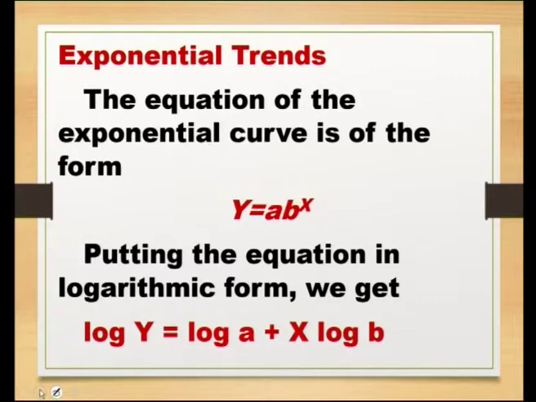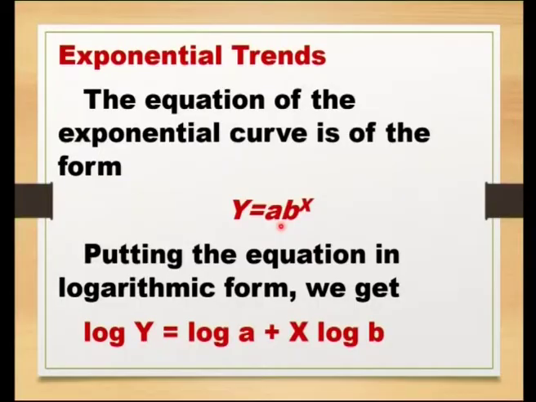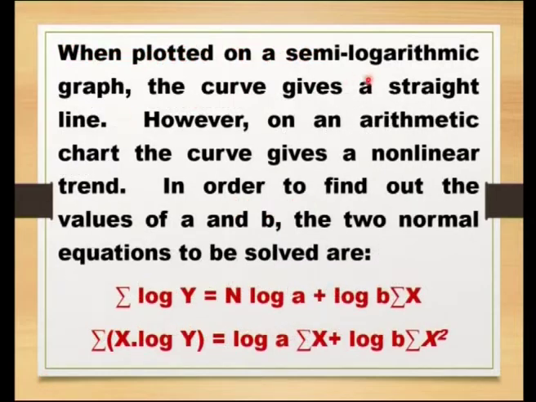Next, exponential trend. The equation of the exponential curve is of the form y is equal to a into b power x. Putting the equation in logarithmic form, we get the trend equation, that is log y is equal to log a, all are natural logarithms to the base e, plus x into log b. When plotted on a semi-logarithmic graph, the curve gives a straight line. However, on an arithmetic chart, the curve gives a non-linear trend.